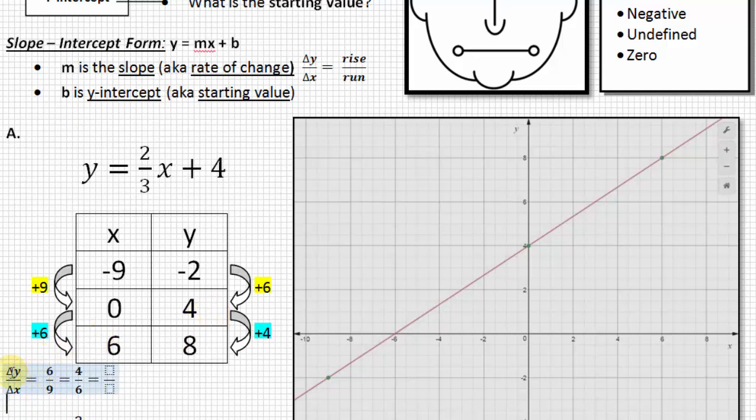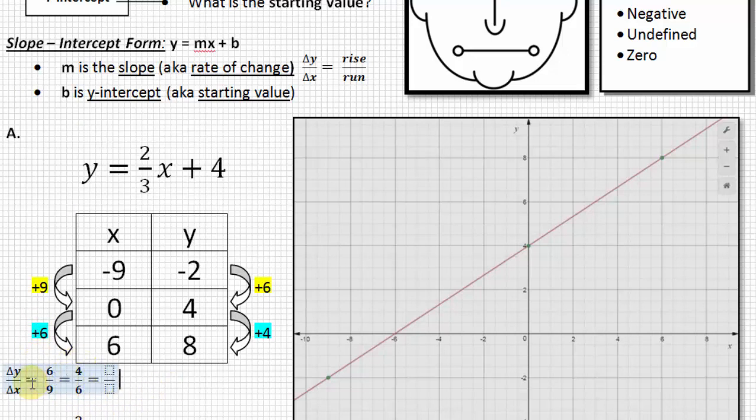So we need to set up these ratios, the change in y, which we're going to take from the right side of our table, over the change in x, which is here on the left side. And I've highlighted them in the pair that they would belong to. So from the first changes, our change in y was +6 and our change in x was +9, so it would be 6 over 9. And for our second one, our change in y was 4 and our change in x was 6, so it would be 4 over 6.